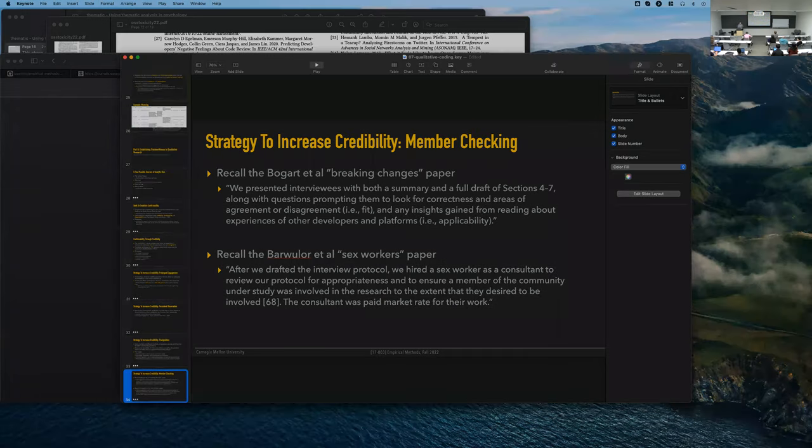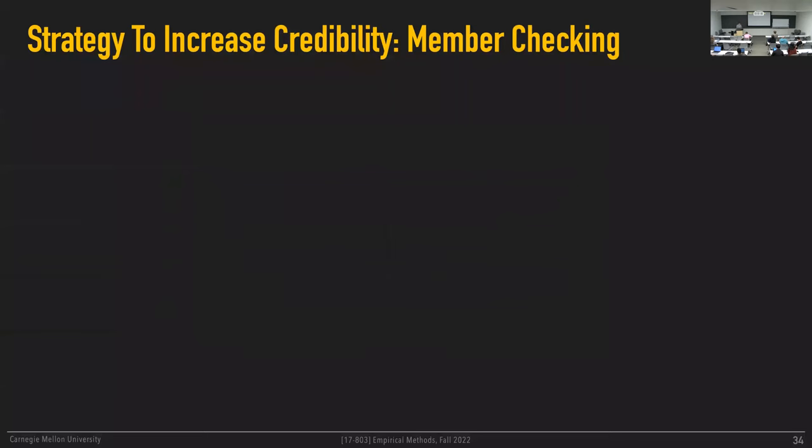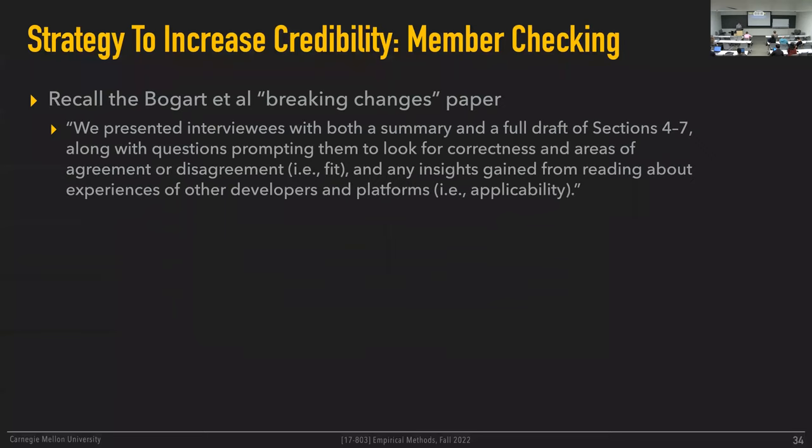This is my favorite one, that's why I'm starting with this. So member checking is when you go back literally to the people that were your informants for the study in the first place. We already saw two examples of this. If you remember the Bogart et al. Breaking Changes paper, they actually explicitly did this.